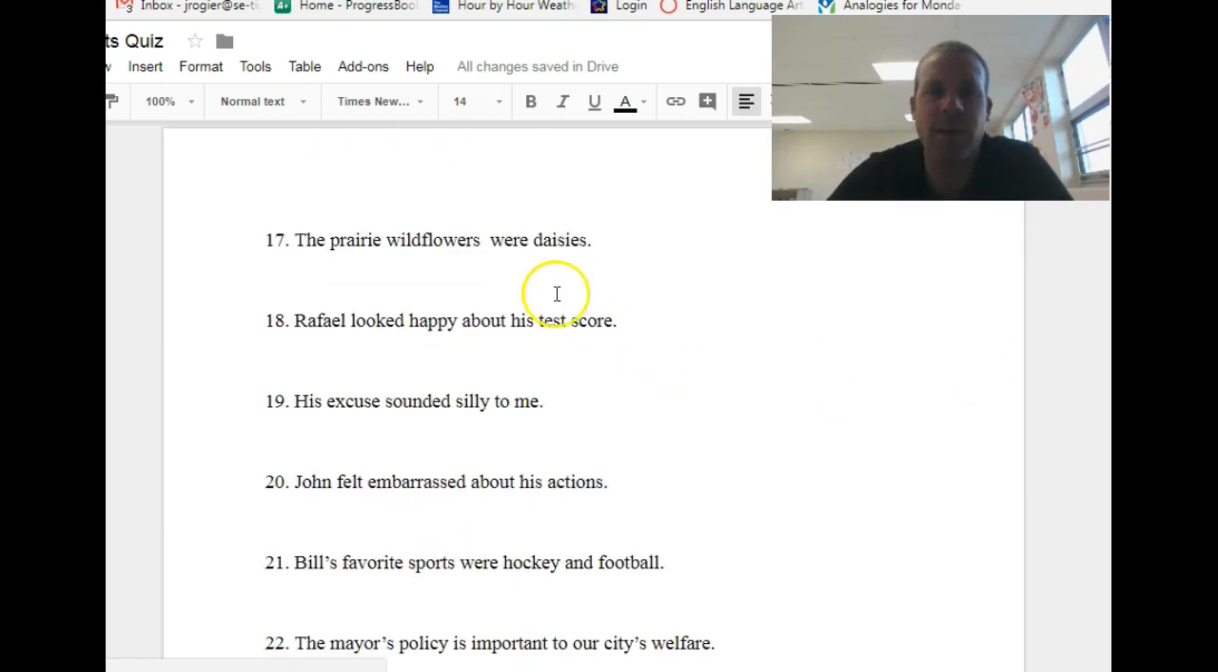17, the prairie wildflowers were daisies. Were is your linking verb. The wildflowers were, what were they? They were daisies. Daisies equal wildflowers, so daisies would be a predicate nominative because they're renaming wildflowers. They're not describing them. 18, we have a predicate adjective with happy because we're telling how Raphael looked. He looked happy, so it's a predicate adjective.